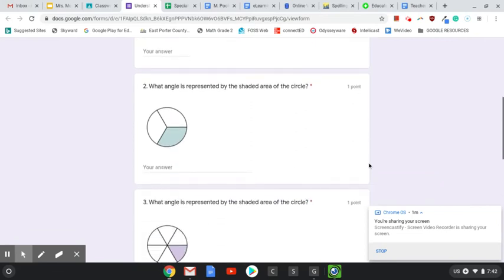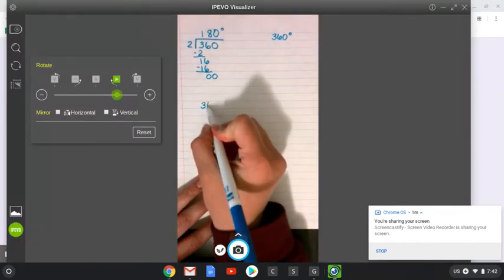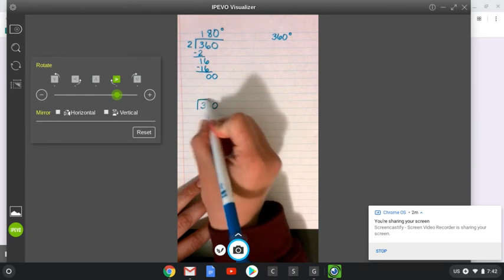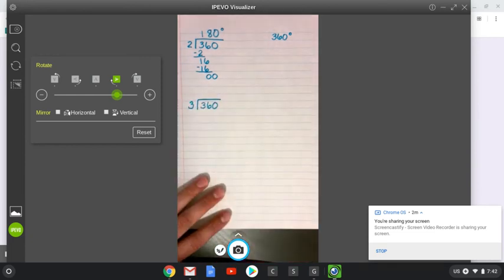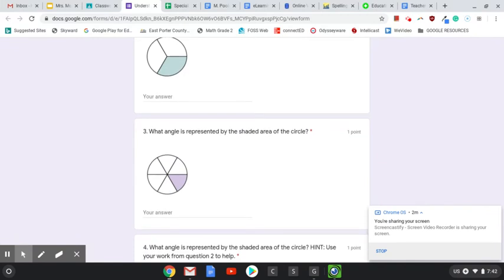Number 2 says what angle is represented by the shaded area of this circle? Now look at this circle. How many pieces do you have here? 1, 2, 3. If the total circle is 3 pieces and it's 360 degrees, we're going to divide 360 by 3. Okay, I want you to try that one on your own. Should go in there pretty evenly. Stop this video so that you can fill out your answer for number 2 on your own. When you're ready, we can move on to number 3.